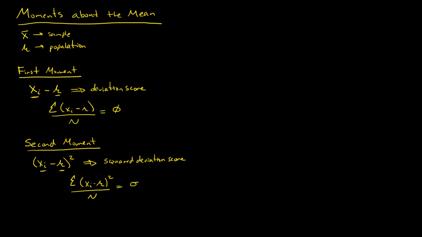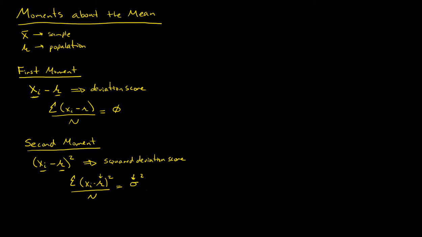Now notice I'm keeping the mean as a parameter here, and I'm keeping the variance as a parameter. This should be sigma squared. They're lowercase Greek letters. So the raw score minus the mean squared, divided by n, would give us the variance. Okay.